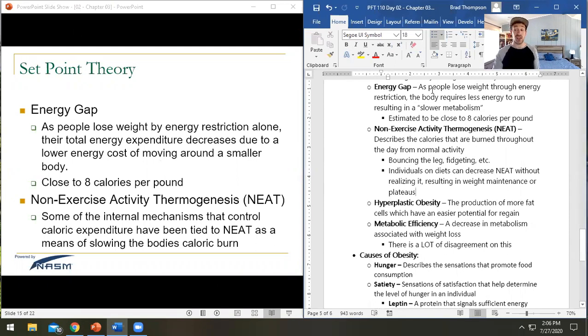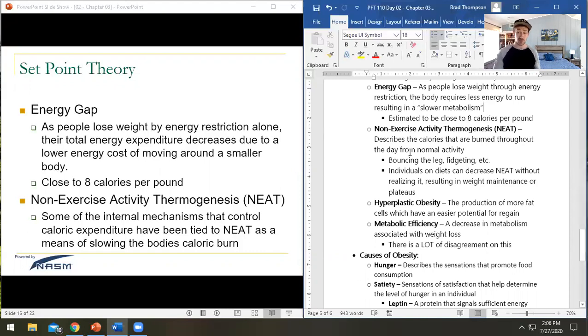Well, one of them is energy gaps, right? Energy gap is pretty easy to understand. We already talked about it a little bit. As people lose weight through energy restriction, through calorie restriction, your body is going to require less energy to run. And that's your quote unquote slower metabolism. It's not that your cells have been programmed, like you ruined the cells within your body and now they're not producing energy the same way. It's just that there are fewer cells to produce energy, and or those cells are smaller, so they don't need as much energy to survive anymore.